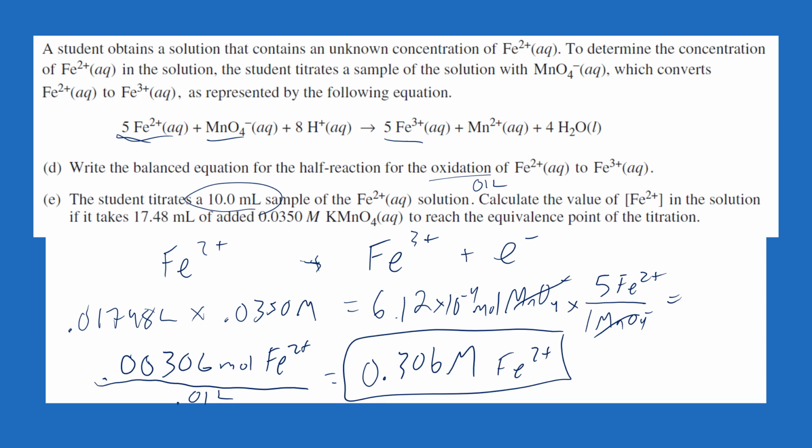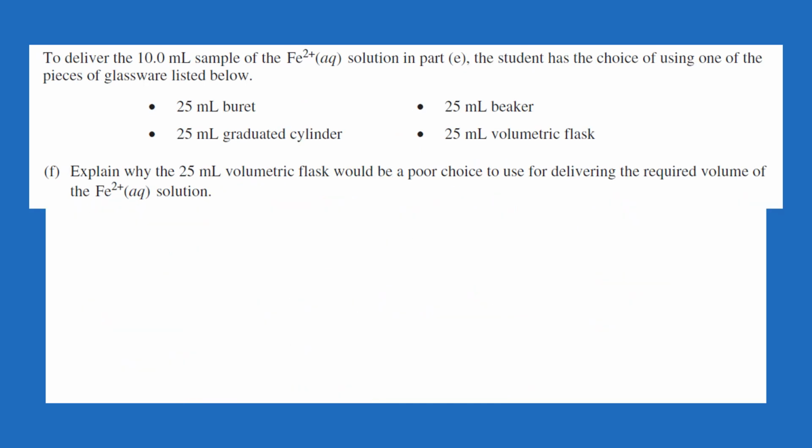So make sure you use the stoichiometry of the reaction whenever you're figuring out equivalence point for titrations. So to deliver the 10 milliliter sample of the iron 2+ solution, the student has the choice of using one of the following pieces of glassware. Explain why the 25 milliliter volumetric flask would be a poor choice to use.